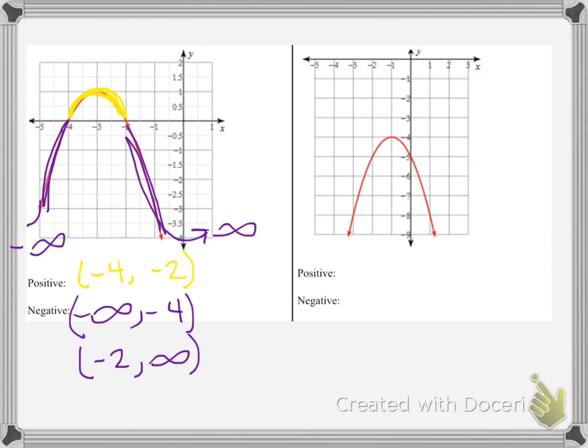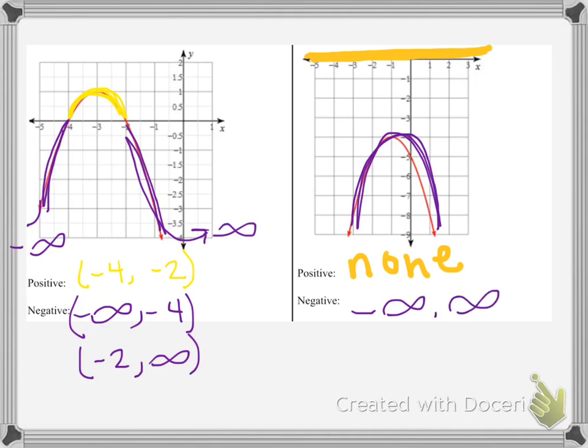Okay, as for my next, we're going to look and see where is it above the x-axis. Well, keep in mind, if my x-axis is all the way up here, my graph is not above it. So my positive interval is just going to be none. And my negative interval, the entire thing is under my x-axis, the entire thing. So from -infinity to infinity is my negative interval. Okay, we got 2 more left.